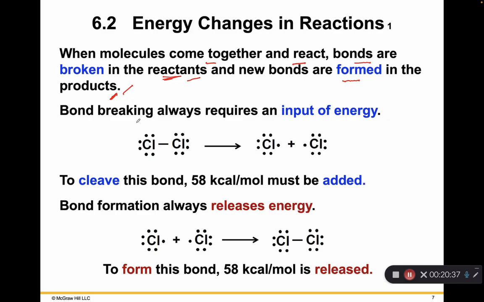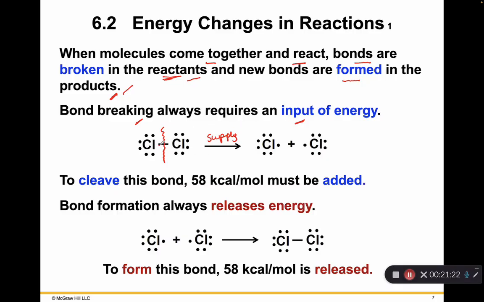So during the breaking of a bond, we always need to supply energy. The bond breaking process always requires an input of energy. Let us suppose you have a chlorine molecule, and here is shown the Lewis structure for the chlorine molecule. You want to break this bond between the two atoms of chlorine. This is a covalent bond, right? You have a sharing of electrons, and that forms a covalent bond. Now, in order to break that bond, you need to supply energy. You need to input energy to break that one.